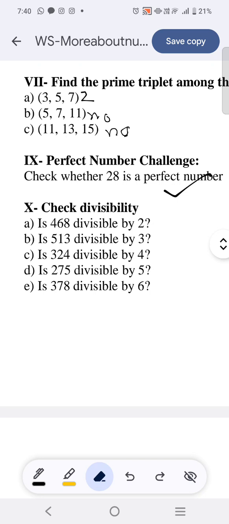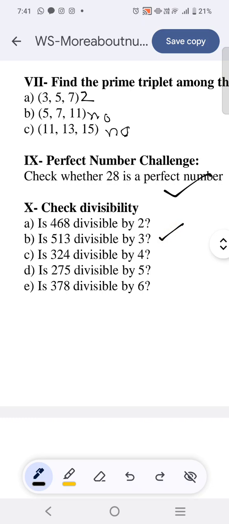Okay, so 5 plus 1 plus 3. 5 plus 1 is 6. 6 plus 3 is 9. Now 9 is divisible by 3 because it comes in the 3's table, right? Yeah, 3 3s are 9, which means that 513 is divisible by 3.